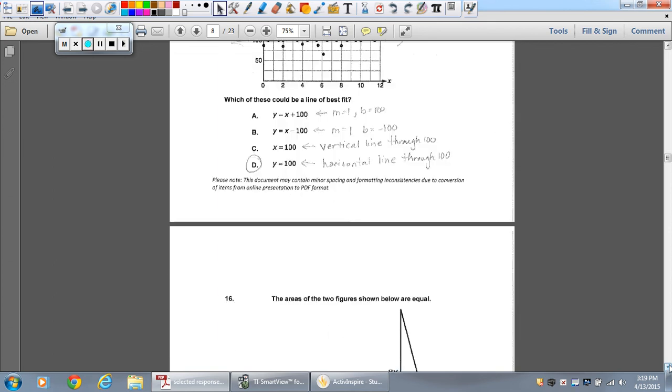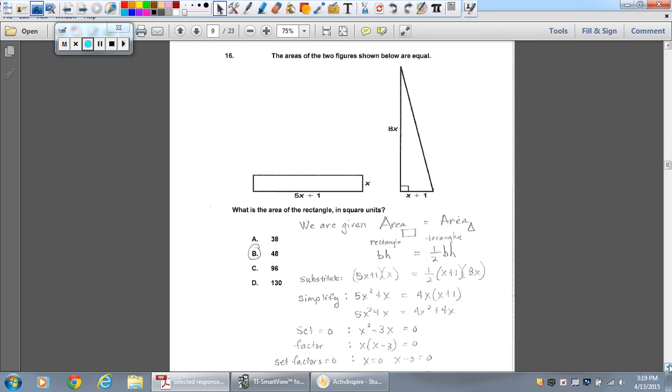Number 16. For this one, we were told that the two areas are equal, so my thinking was that area of a rectangle equals area of a triangle. So the rectangle's base times height has to equal the triangle's 1/2 of its base and its height, and I just substituted in the base of the rectangle times the height of the rectangle, 1/2 the base of the triangle times the height of the triangle.